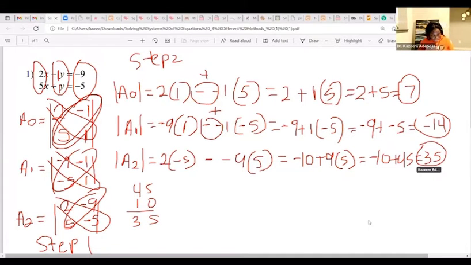So now we got each determinant. We got A0 to be 7, A1 to be minus 14, and A2 to be 35. So now we got to get our, so far, this is so easy so far. Look at how I put it step by step. Right now, there's nothing wrong right now. You guys are getting it.